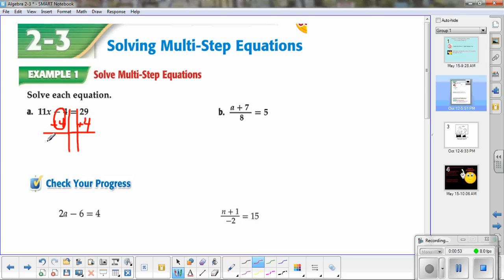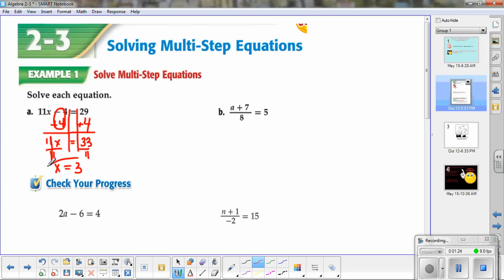So on the left side, I'm left with 11x. And on the right side, I have 29 plus 4, which is 33. Now we need to undo the multiplying by 11 by dividing by 11. 11 divided by 11 is 1, and 1 times x is x. And 33 divided by 11 is 3.